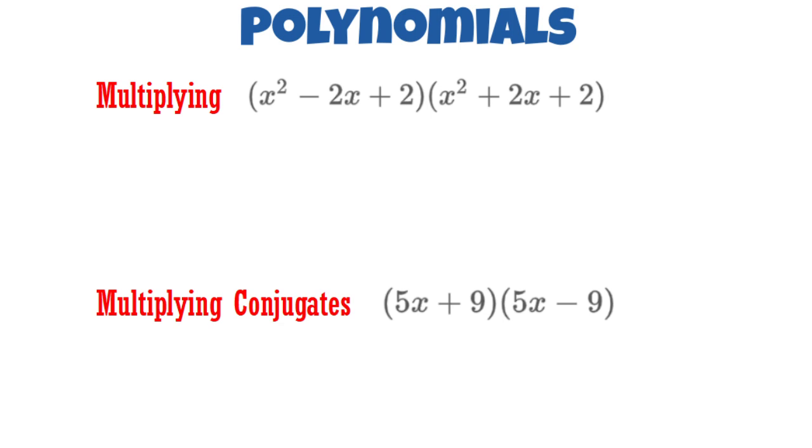Okay, so you should recognize that there's going to be 9 terms, because I'm going to take this one times all 3 of those, this one times all 3, and this one times all 3. I'm going to have 9 terms. But I also should recognize that there's going to be some like terms that will combine.